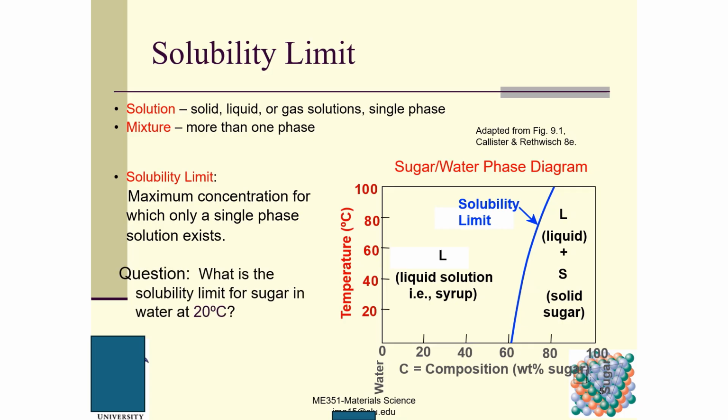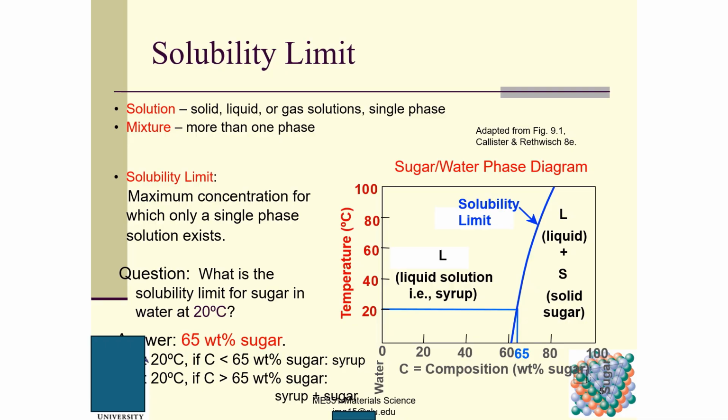So question: what is the solubility limit for sugar in water at 20 degrees? For this temperature, 20 degrees, we can just draw a horizontal line that will intersect this blue curve at this point. Then at this point, we draw a vertical line. This vertical line intersects the x-axis at this point. It is about 63 something. You can see, 65, okay, so this is 65.